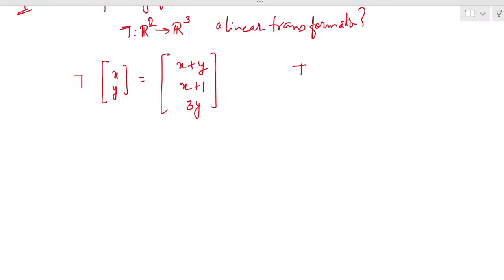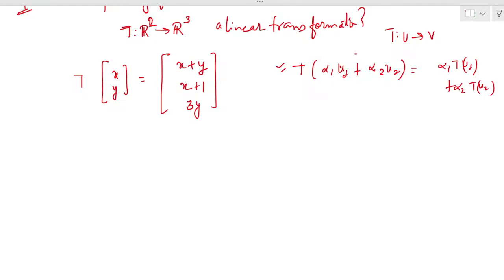That is, if I'm saying that T is a linear transformation from U to V, then it must satisfy T(alpha1 u1 + alpha2 u2) = alpha1 T(u1) + alpha2 T(u2). If this is the case, then we can say that this particular T is the linear operator or linear transformation. Okay, now let us start writing a few more things here.